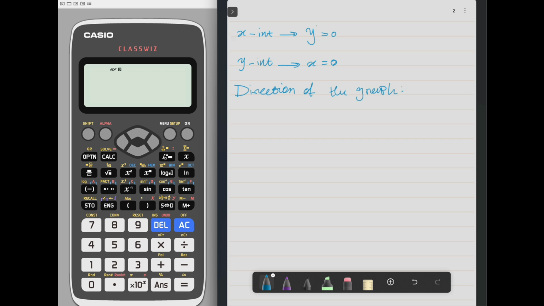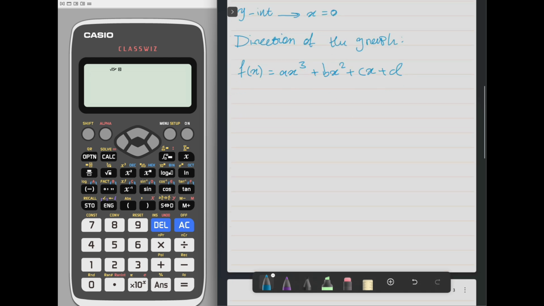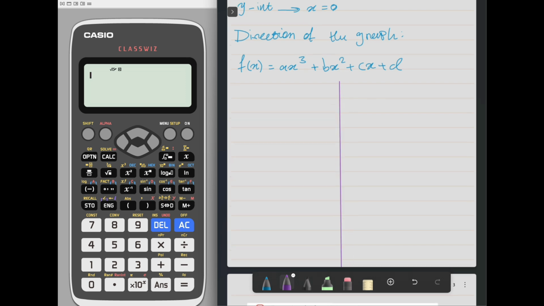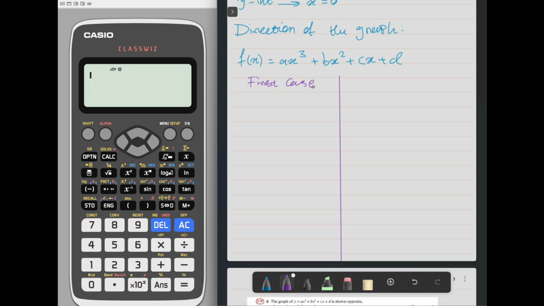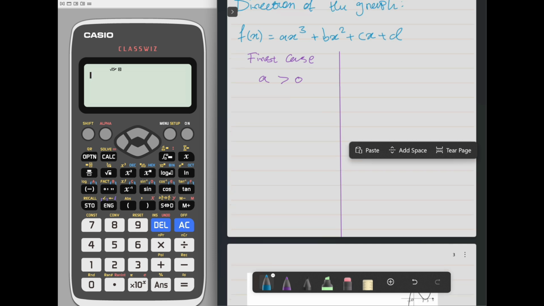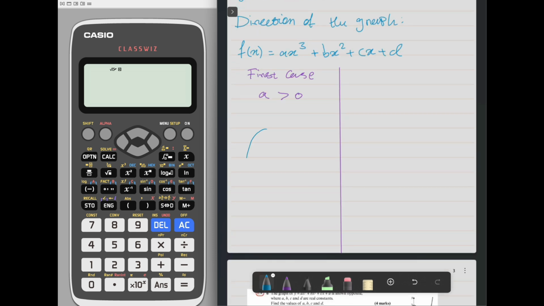I mentioned earlier that my f of x would be ax cubed plus bx squared plus cx plus d, where a is not equal to 0. Alright, so I have 2 cases here. First case, let me draw a line here. My first case is where a is greater than 0. Guys, when a is greater than 0, the shape of your cubic graph will be NU. Alright? You can call this part N and this part U. So it is just easier to remember, right?